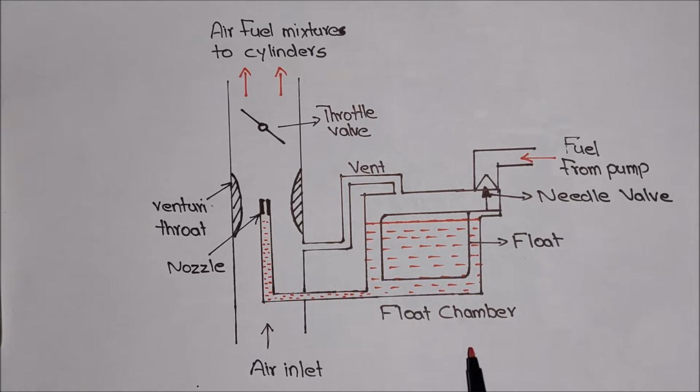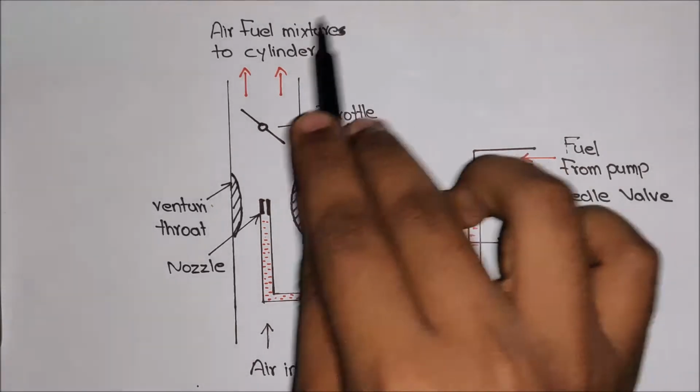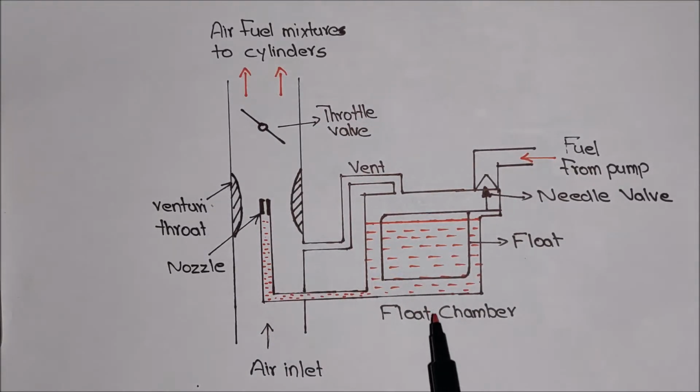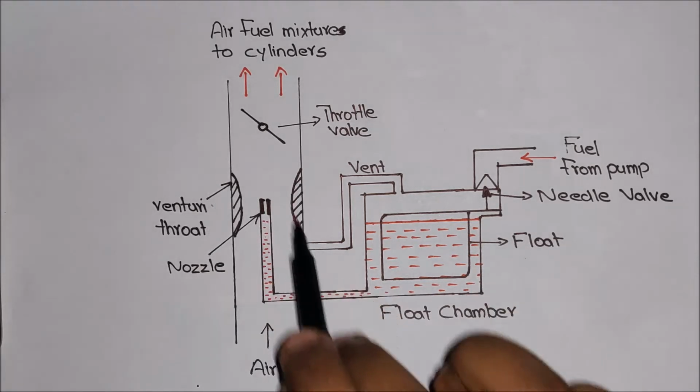So in the petrol engine, a combustible fuel air mixture is prepared outside the engine cylinder. The process of preparing this mixture is known as carburation. In this figure it shows a simple carburetor. It consists of a float chamber, a nozzle, a venturi and a throttle valve.